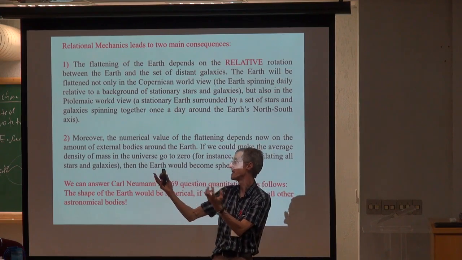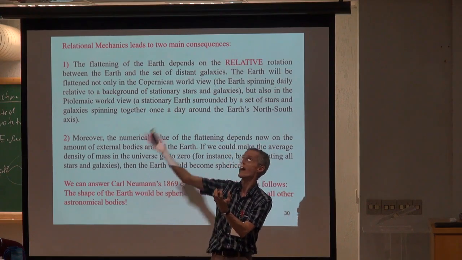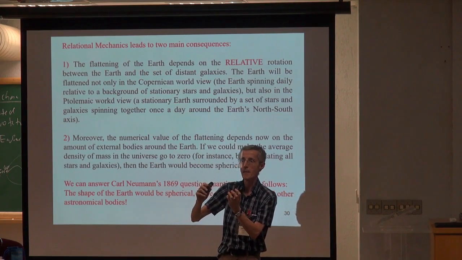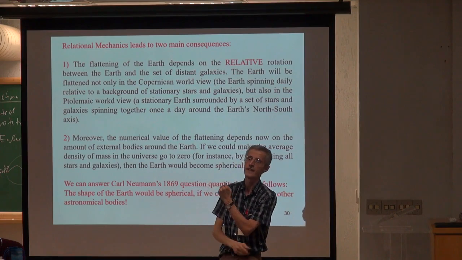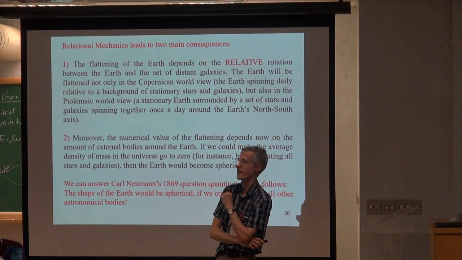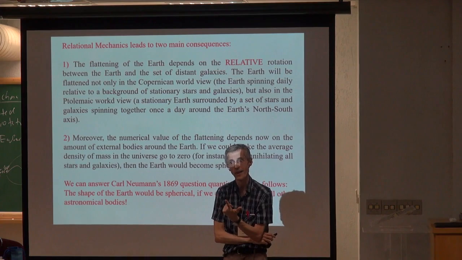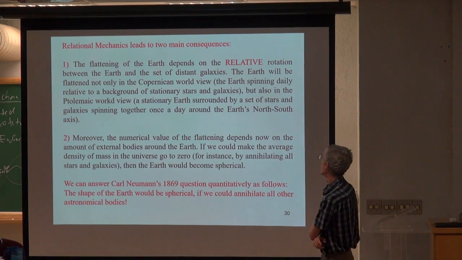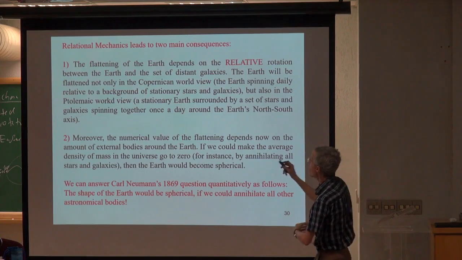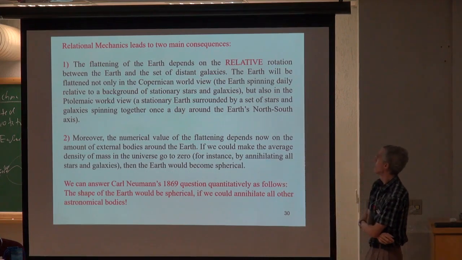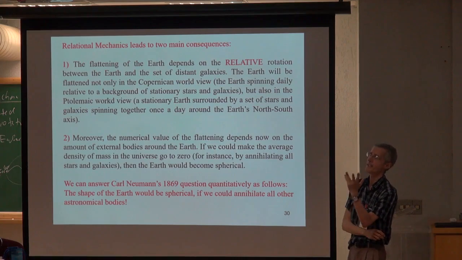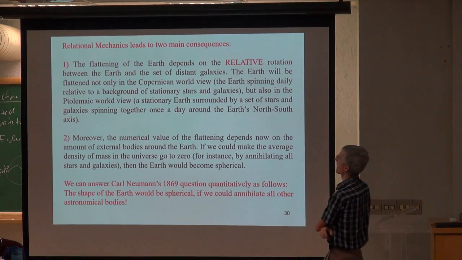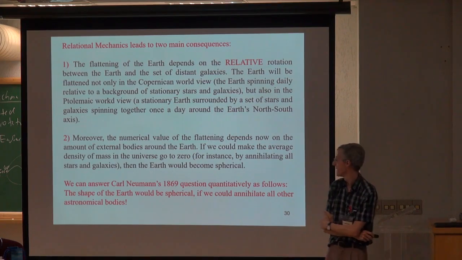Kinematically, we would see the same thing. The sun rising and setting, the stars rising and setting in both systems. But in only one of them, in Newtonian mechanics, is the Earth flattened. In relational mechanics, this is no longer a proof, because it happens in both worldviews. Moreover, the numerical value of the flattening, this 0.004, now depends on the amount of external bodies around the Earth.